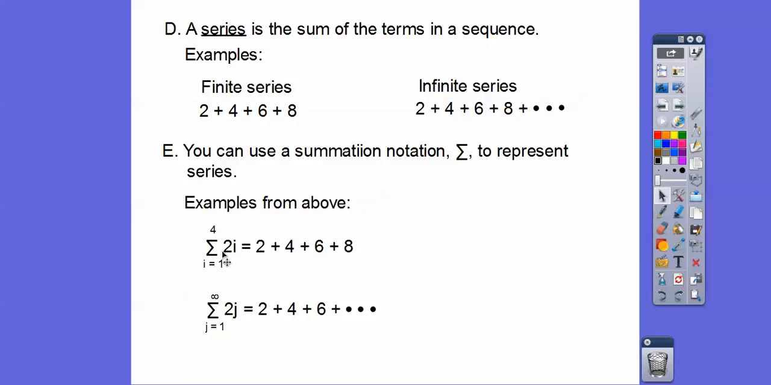So here's the sum of 2 times 1, 2 times 2, 2 times 3, 2 times 4. This summation symbol means put pluses in between them. You can add them up, you guys, but all they want you to write is the summation. This one goes dot, dot, dot, so the top number is infinity. This top number is 4 because there are 1, 2, 3, 4 terms right there.